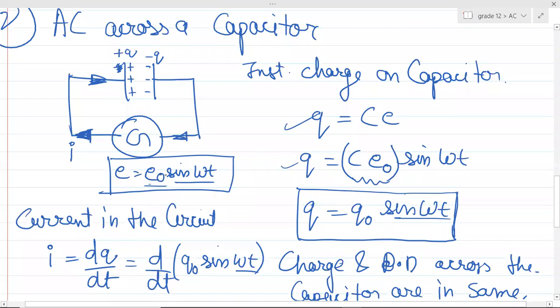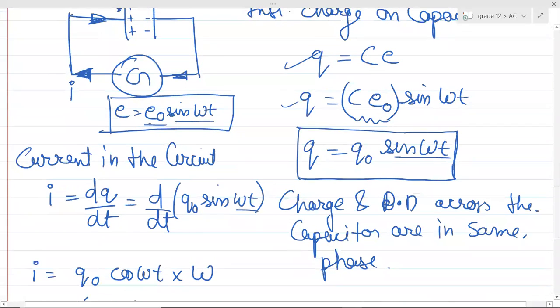E we wrote as E naught sin omega t. So Q equals C E naught sin omega t. Q equals Q naught sin omega t. Well, what is Q naught? Q naught is basically the maximum charge stored on the capacitor, right?